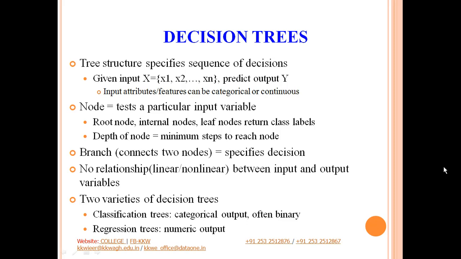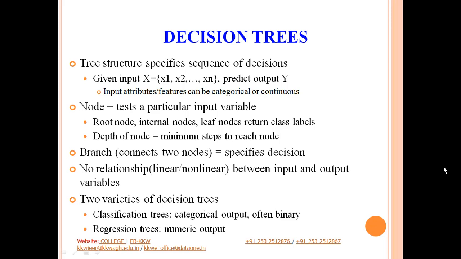Now in between there will be some intermediate nodes. Those nodes are called the internal nodes or the intermediate nodes. Now there is another term that we need to understand, that is the depth of a particular node. As the name tells you, depth means the distance, or the minimum number of steps that you need to reach that particular node from the root. Then there is another term that we see in a decision tree, that is branches. Branches are used to connect different nodes.